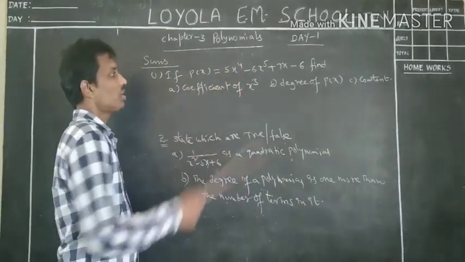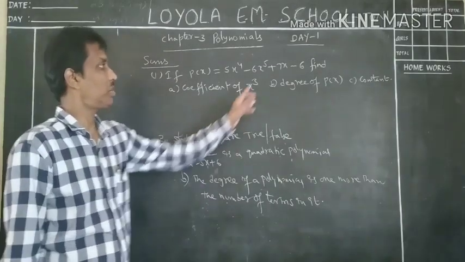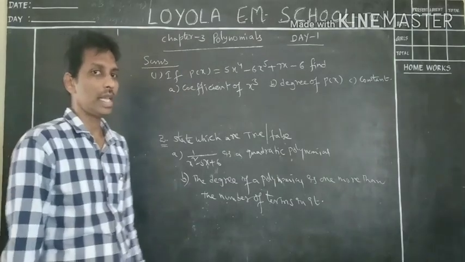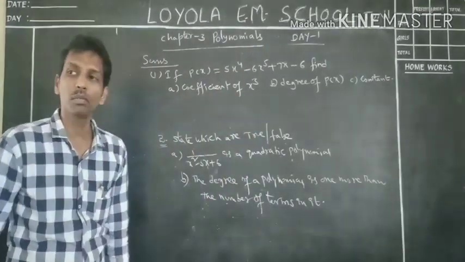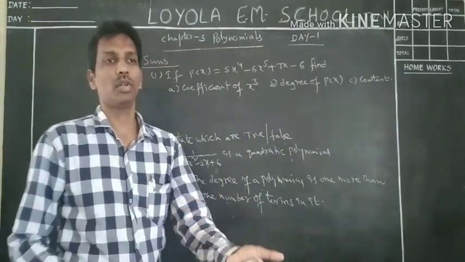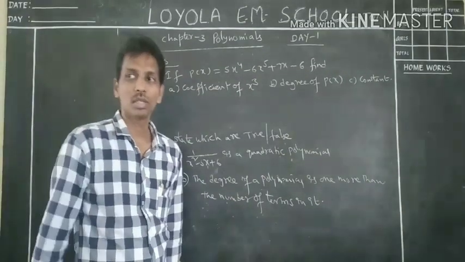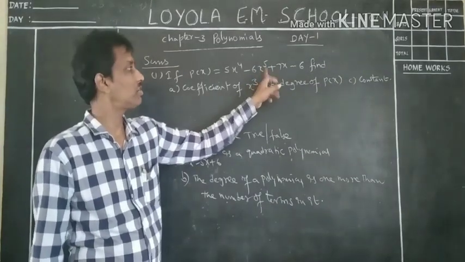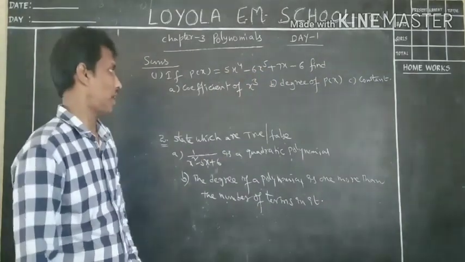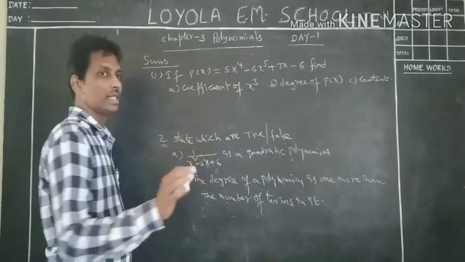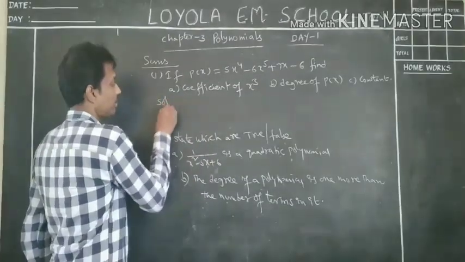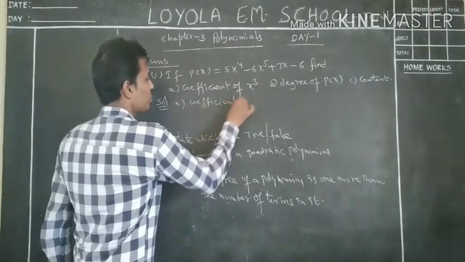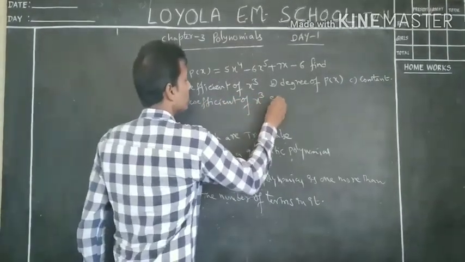If p of x is equal to 5x power 4 minus 6x power 5 plus 7x minus 6 is a polynomial, can any one of you say whether this is an example for a linear polynomial or quadratic or biquadratic or cubic? None of these, because the power is 5. So that's why this is a polynomial of degree 5. Here we are asking 3 questions. What are they? First one is, what is the coefficient of x cube?